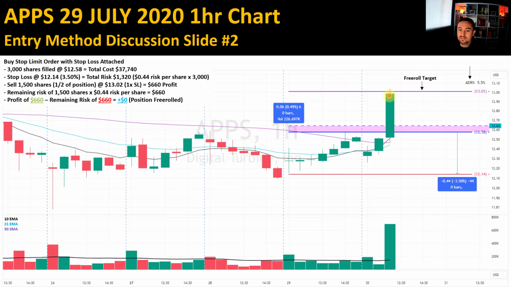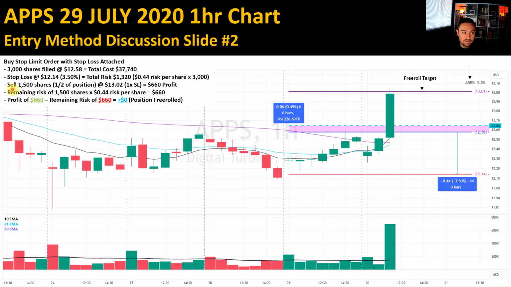Okay, now this time we're going to free roll by taking half of the position off. Now you can see it's actually at 13.01. I would reverse engineer it and push the stop loss up a little bit, so I'd then free roll into the round number, like 12.98, 12.99 instead of being just above the round number. But for this one here, 3,000 shares at $12.58, our total cost 37 grand. Our stop loss at 12.14 is going to be 3.5%. Total risk on the trade is $1,300. Okay, 44 cents, so that's the 44 cents that you see here, times 3,000 shares.